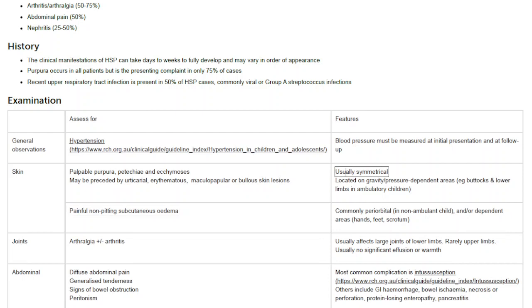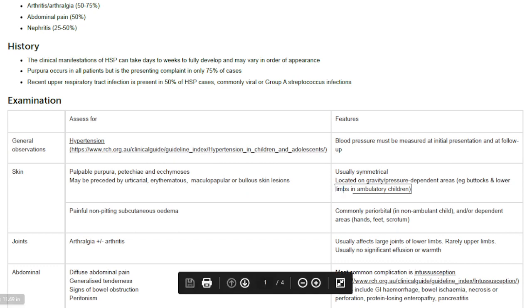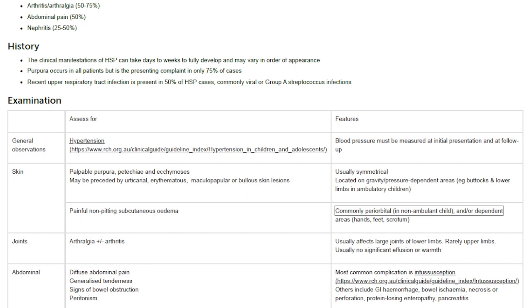Features. Usually symmetrical. Located on gravity/pressure dependent areas, e.g. buttocks and lower limbs in ambulatory children. Commonly periorbital in a non-ambulant child, and/or dependent areas: hands, feet, scrotum.